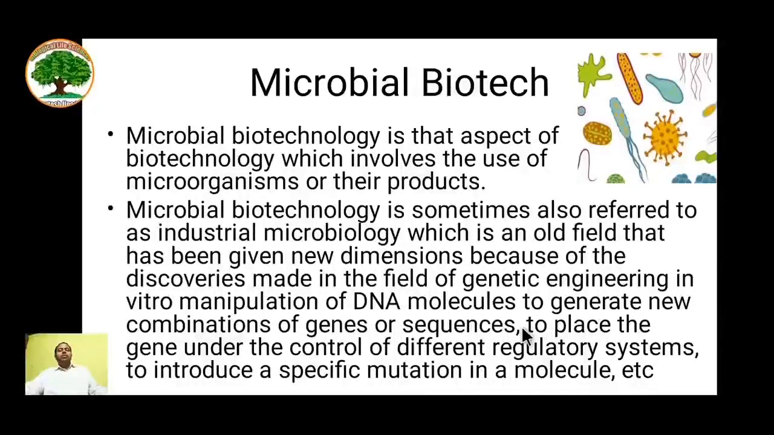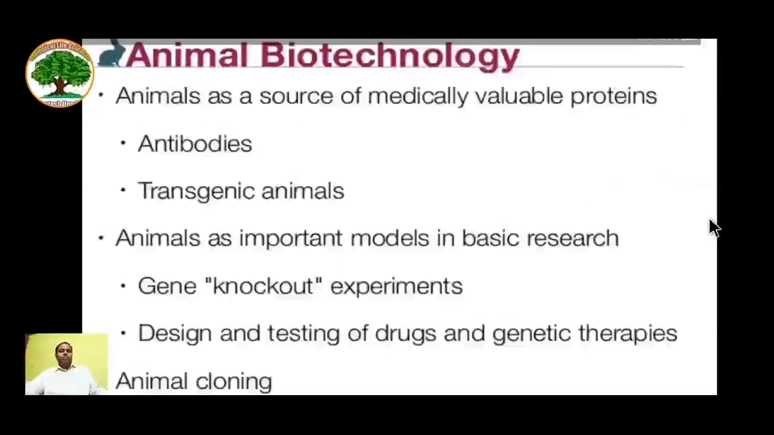This helps in redesigning the genome of bacteria and making the bacteria produce very important polypeptides, proteins, enzymes which are required for humankind, and to place the gene under the control of different regulatory systems and to induce specific mutations in the molecule. Thereby we can configure these organisms to produce eukaryotic genes or eukaryotic proteins in bacteria, like Eli Lilly did with insulin, that is production of human insulin in bacteria.